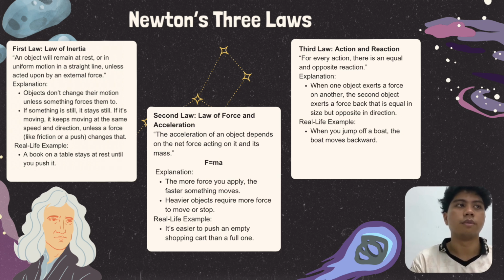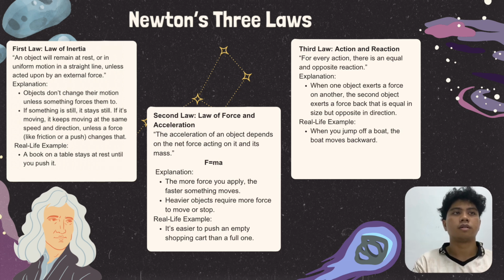To elaborate, objects don't change their motion unless something forces them to. If something is still, it stays still. If it's moving, it keeps moving at the same speed and direction, unless a force like friction or a push changes that. For example, a book on a table stays at rest until you push it.